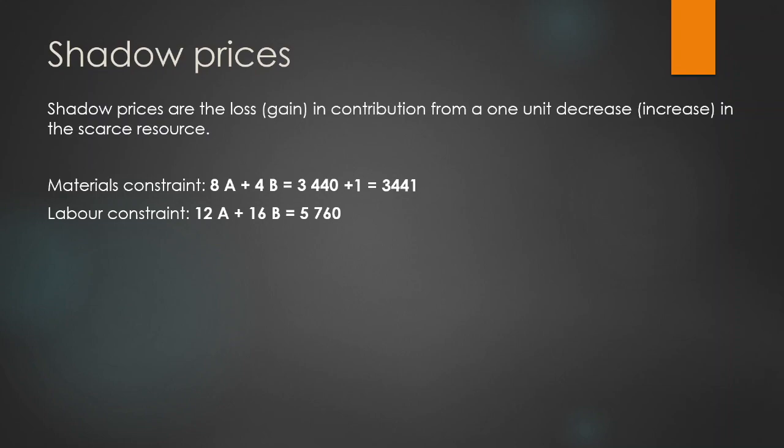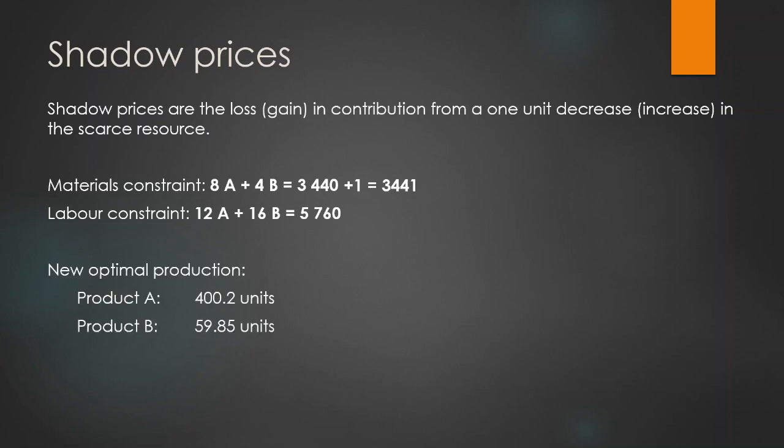Okay, so following the same process we used to solve our previous equation, we arrive at an optimal solution of 400.2 units of product A and 59.85 units of product B. Now that we have the revised units, we can calculate the change from our original production of 400A and 60B. We see that product A has increased by 0.2 units, while product B has decreased by 0.15 units.